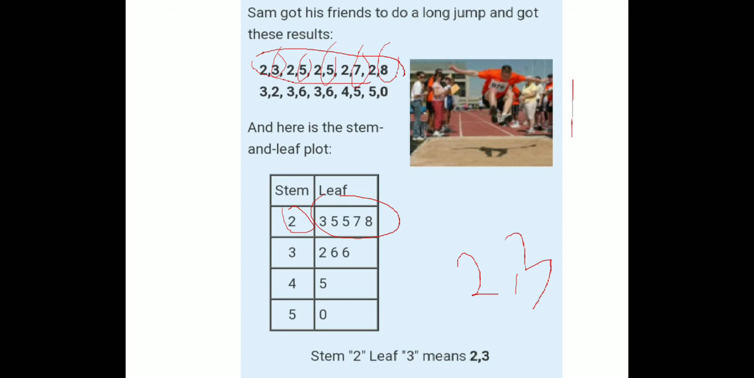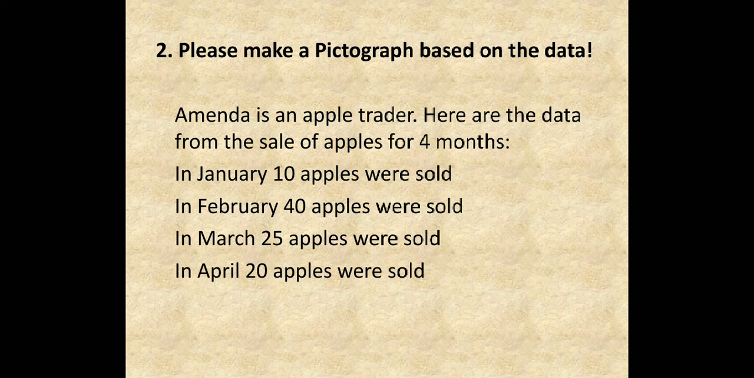And the next question is, please make a pictograph based on the data. Amanda is an apple trader. Here is the data from the sale of apples for 5 months. In January, 10 apples were sold. In February, 40 apples were sold. In March, 25 apples were sold, and in April, 20 apples were sold.